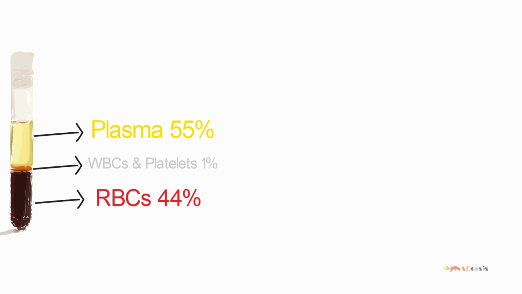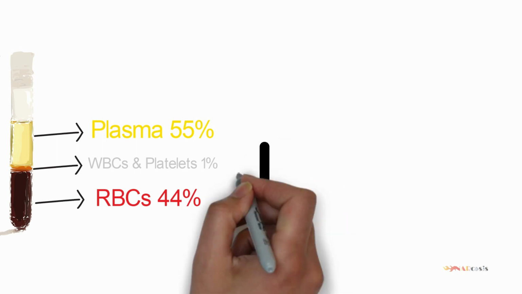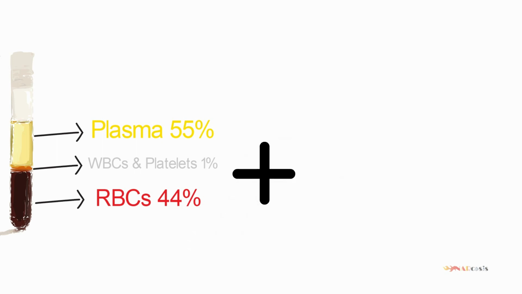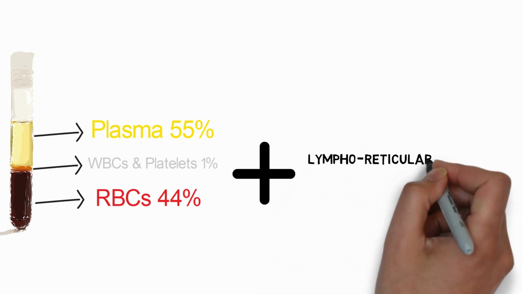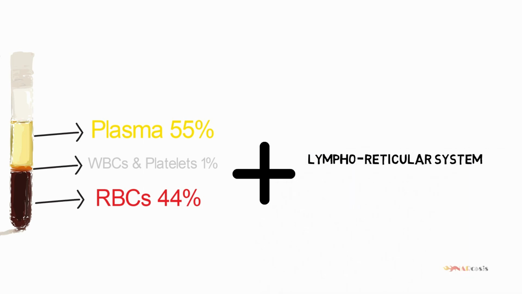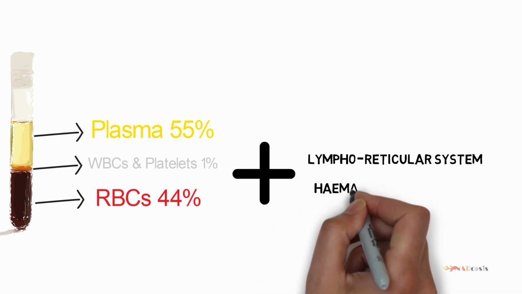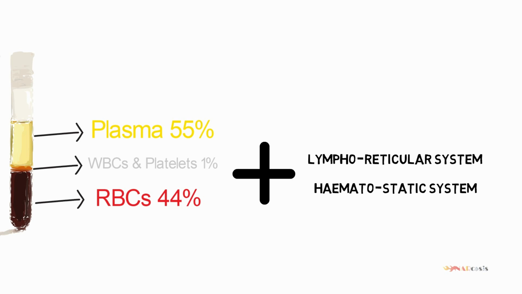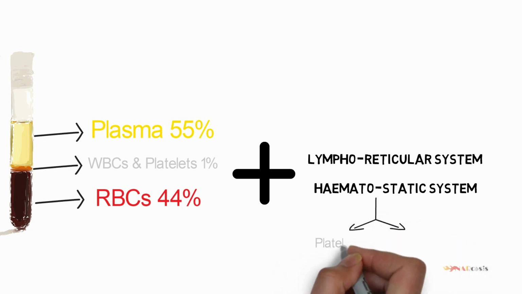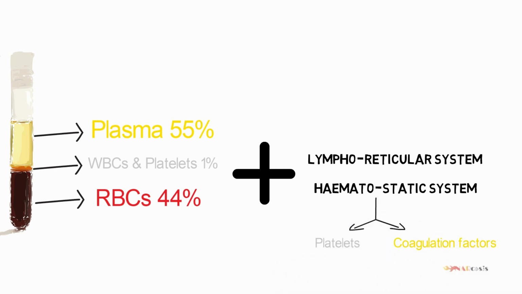Also, some authorities say that hematology covers not only the blood but also the lymphoreticular system, which consists of lymph nodes with the spleen and liver. Also the hemostatic system, which consists of coagulation factors and platelets. So the question that must jump to our mind is, what is the plasma?